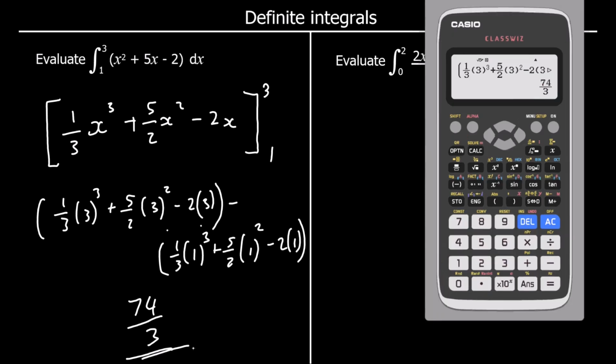I'm going to check my answer. So I'm going to press this button here, and it's going to bring up the integration sign with respect to x, and then we can write our function in. So using the x, so alpha x squared plus 5 alpha x minus 2. And then the limits between 1 and 3, 74 over 3. So the calculator will work this out for us.